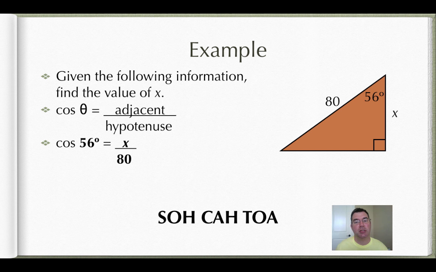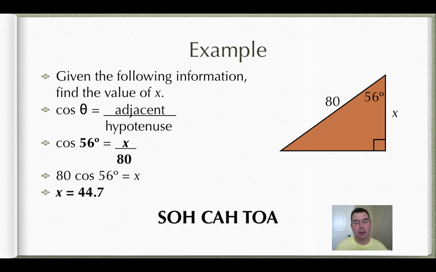That gets rid of the fractions and I can just solve by multiplying or dividing by whatever I need to. So that's what I'm going to do in this case. I'm going to cross multiply and get 80 times the cosine of 56 degrees equals x. Okay? And so now I know what x is. It's 80 times the cosine of 56 degrees.